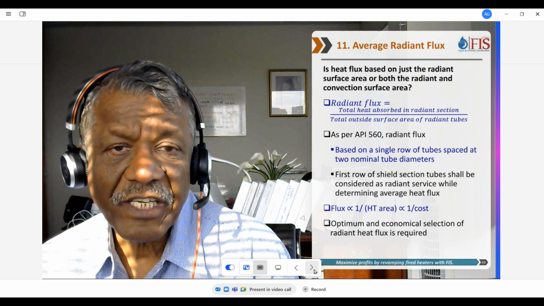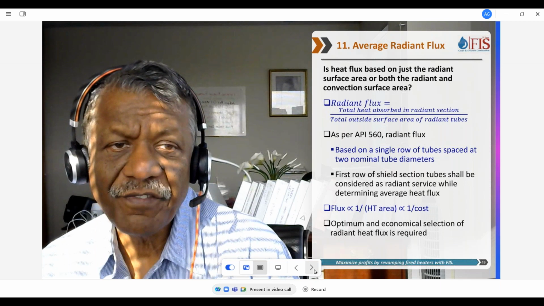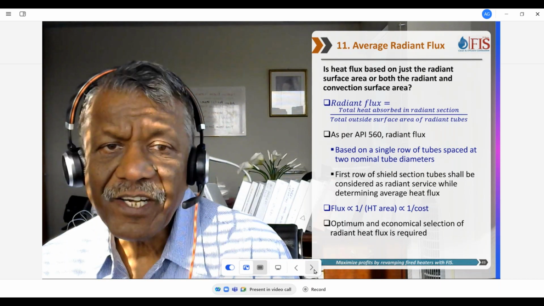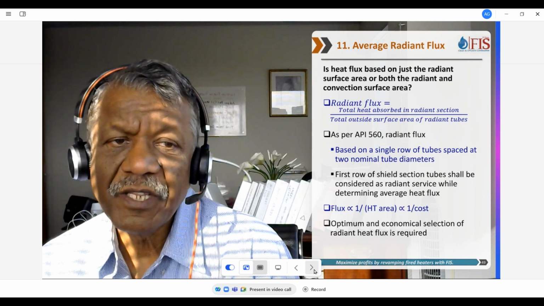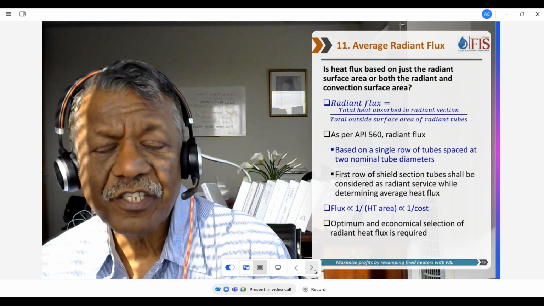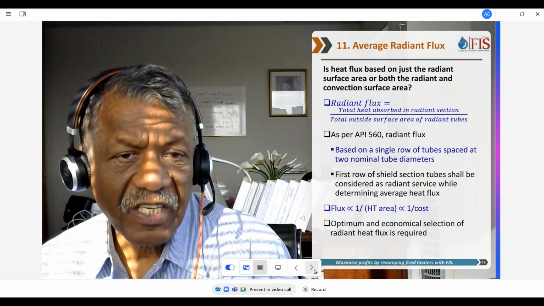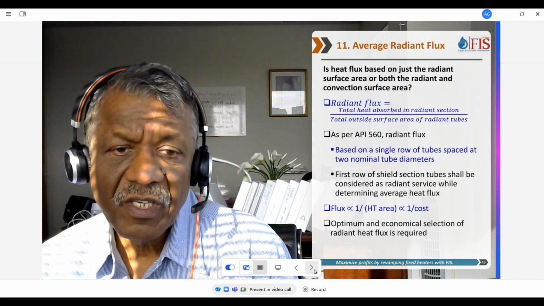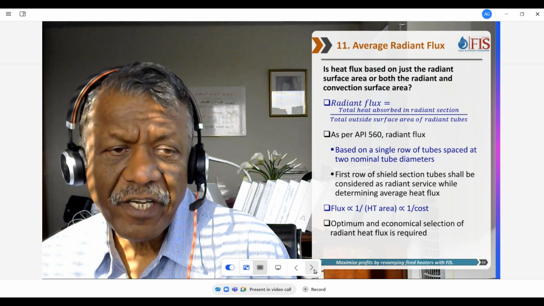Another question we received was about average radiant heat flux. Is the heat flux based on just radiant surface area or both radiant and convection surface area? So the radiant heat flux is based on the radiant surface area. So you can say total heat absorbed in the radiant section divided by the heat transfer area provided in the radiant section. And as per API 560, radiant flux is based on a single row of tubes spaced at 2 nominal diameters. And generally, we take the first row of the shield section in the radiant section.